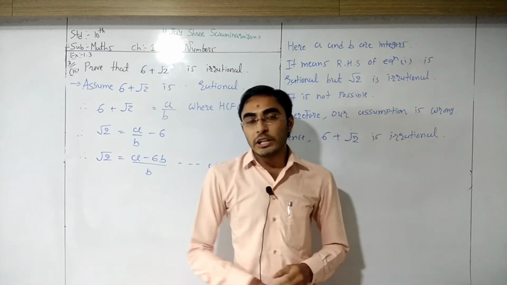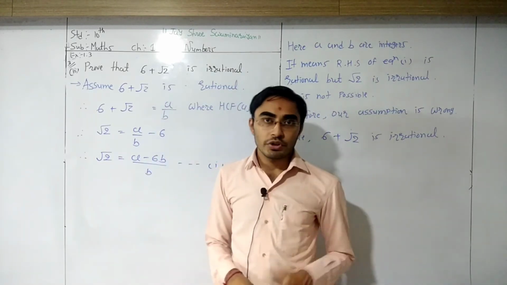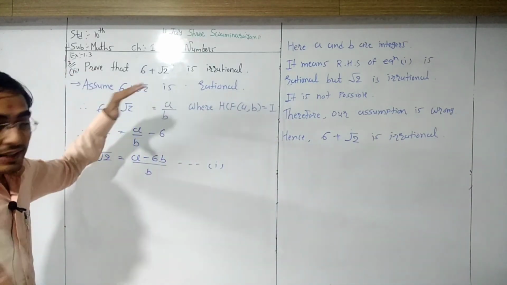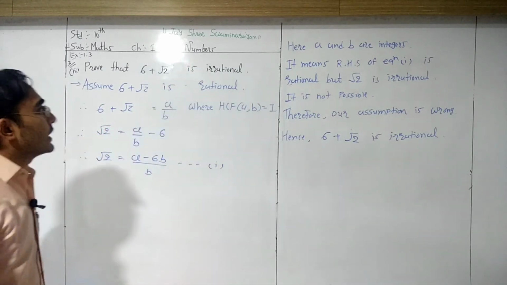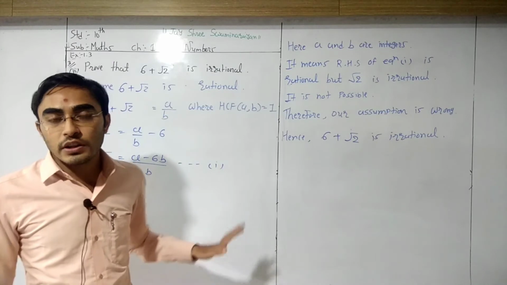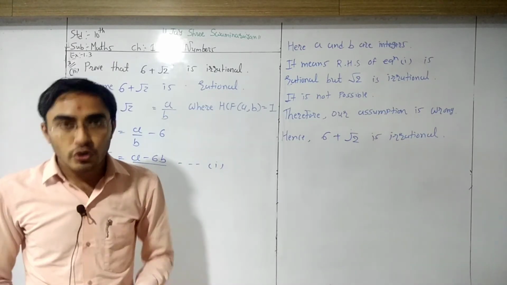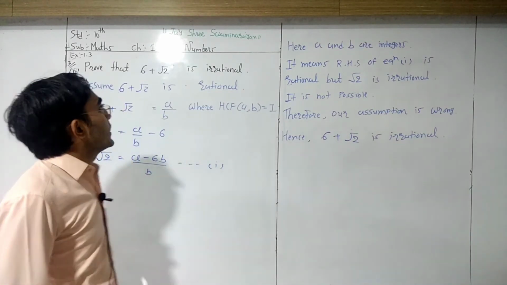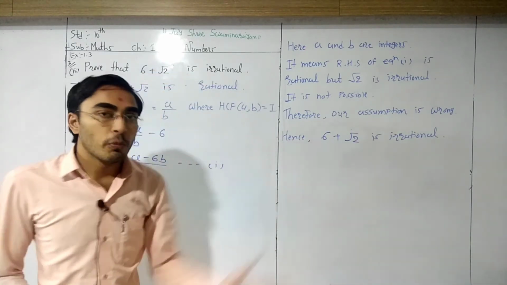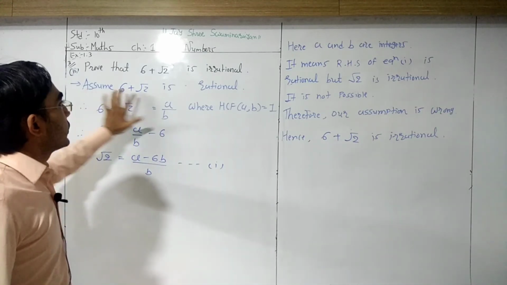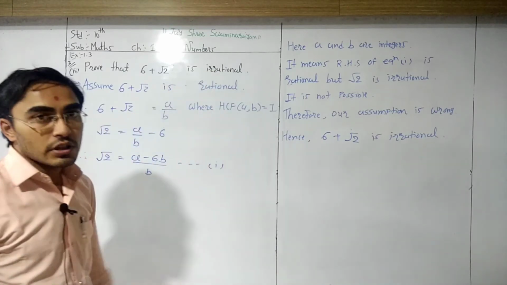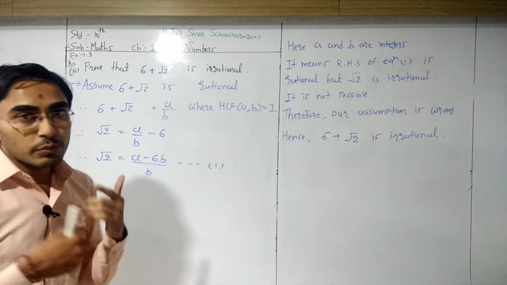Then in a similar way we can prove question number 3. In this question, prove that 6 plus under root 2 is irrational. We are using the same contradiction method here. We need to prove it is an irrational number, so we need to assume the opposite. So assume 6 plus under root 2 is rational.